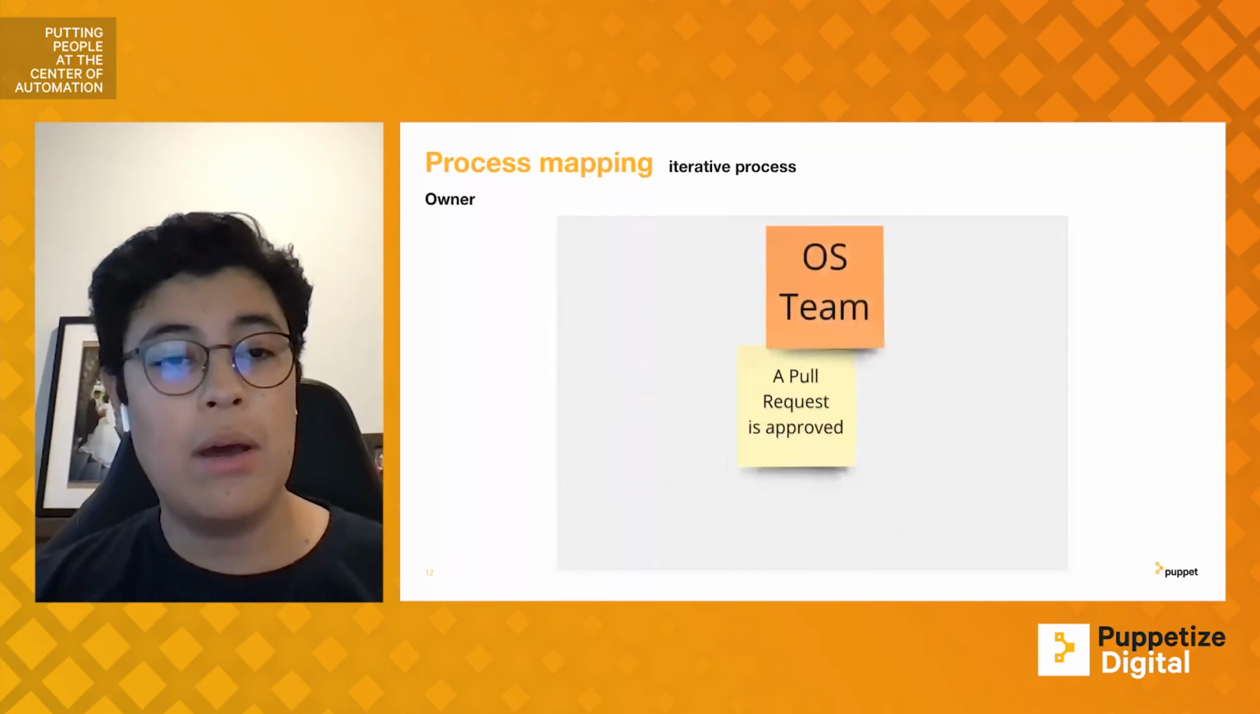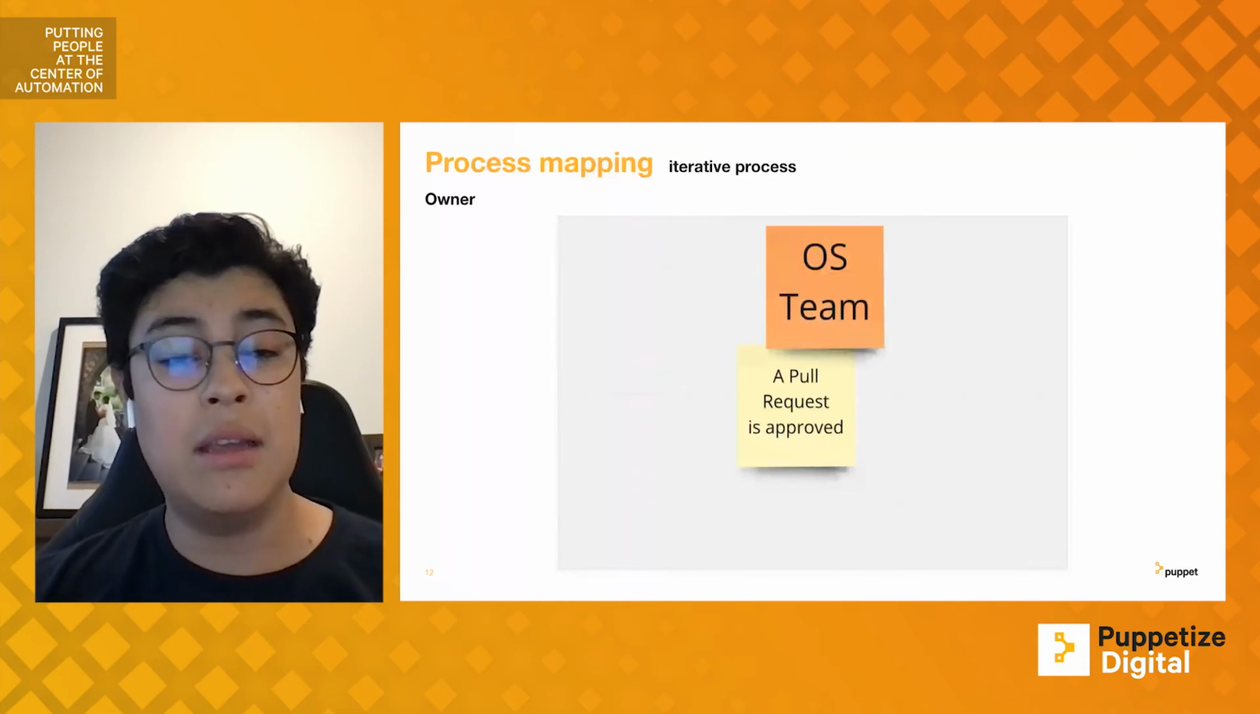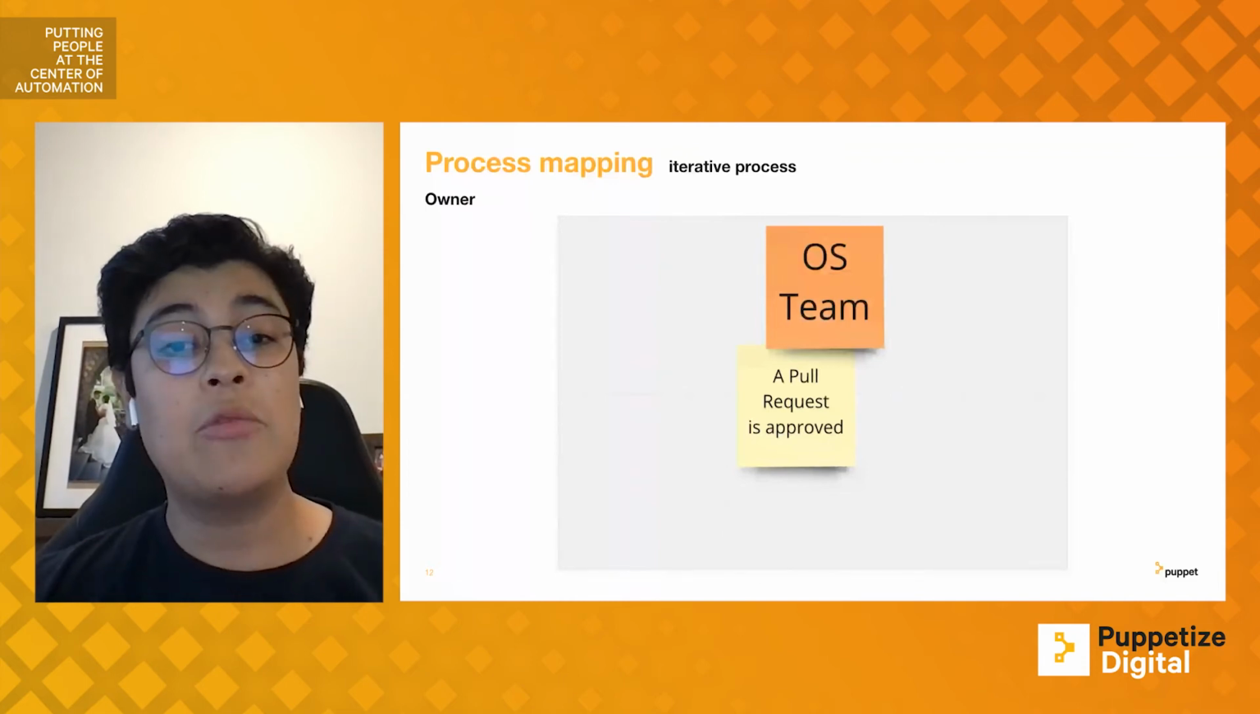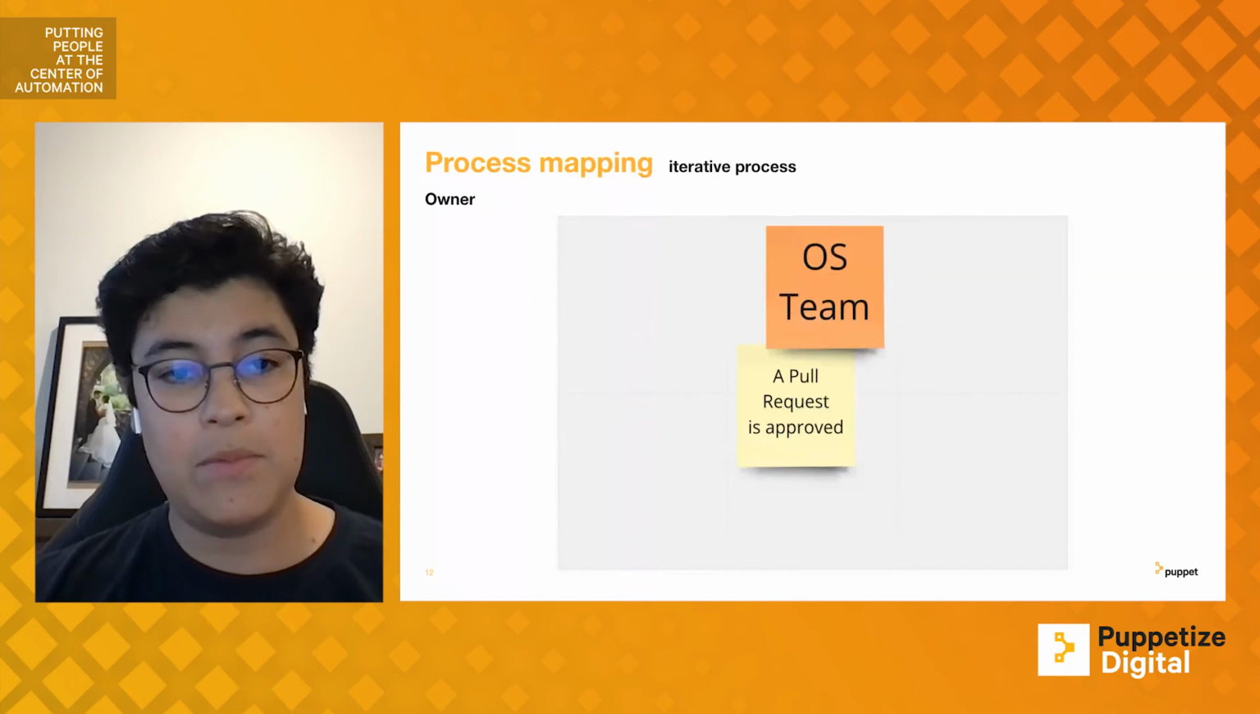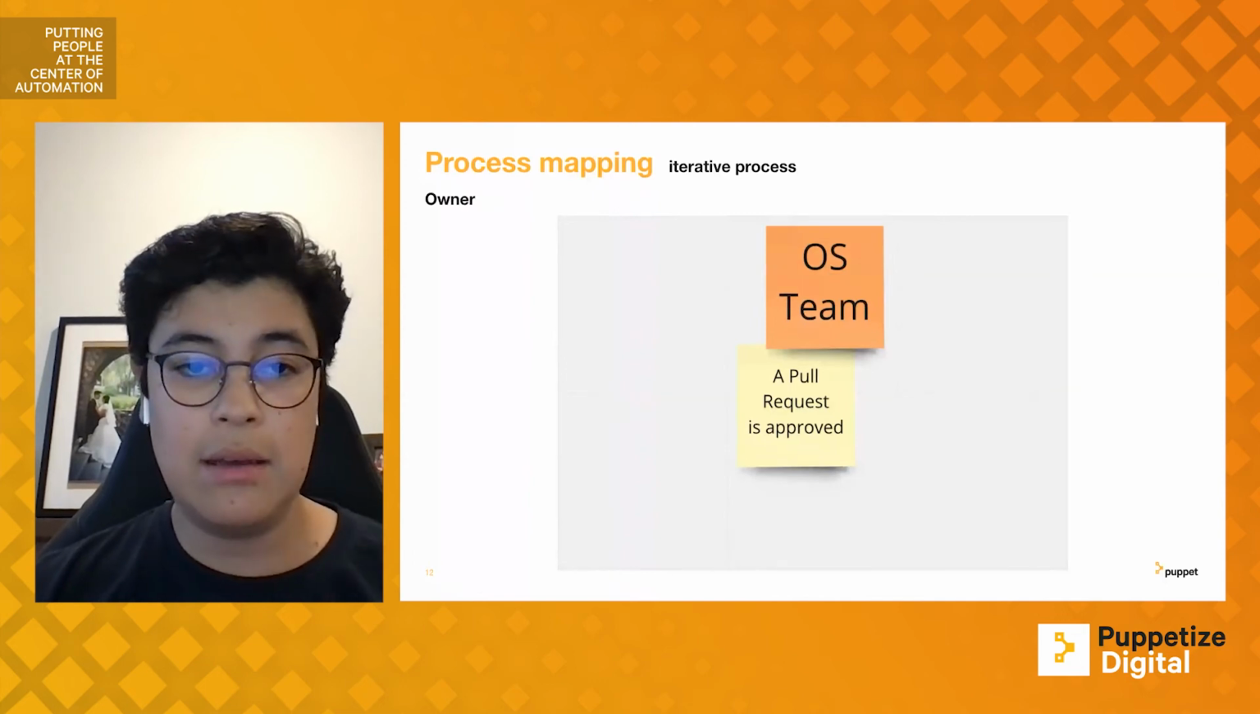What else do we have here? We have a sticky note that is orange, and that represents who is the owner of this step. So in this case, say that it is the OS team.